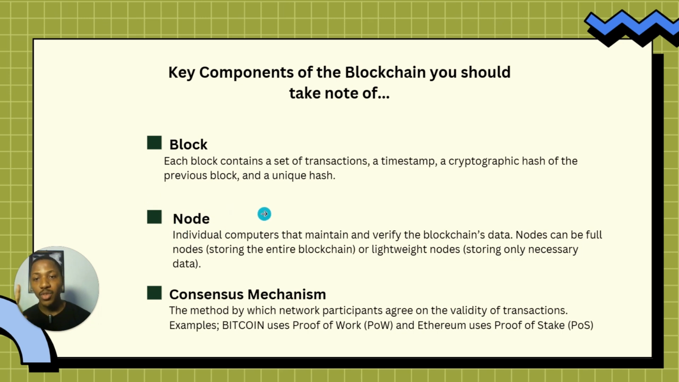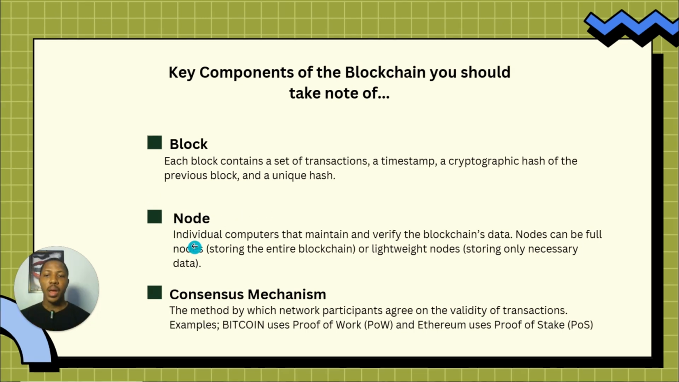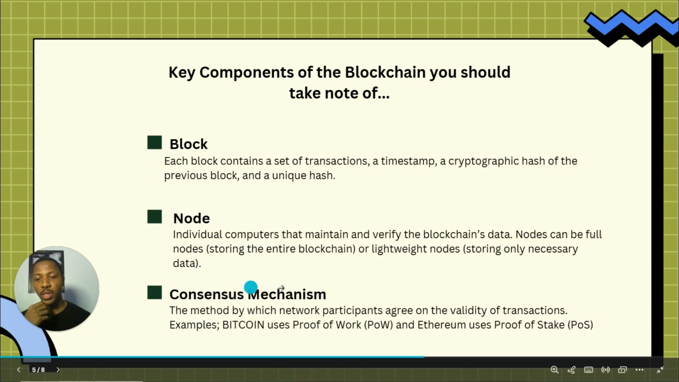Okay, and you can't have just one node on your blockchain. The more nodes you have on your blockchain, the more decentralized it is. There are a lot of nodes across the world, and the more of them you have, the more decentralized your blockchain is. Now let's go into the third one, which is consensus mechanism.